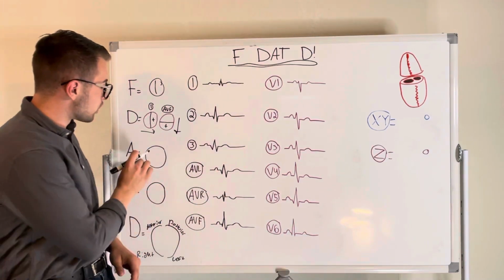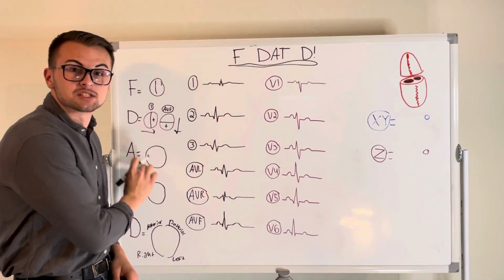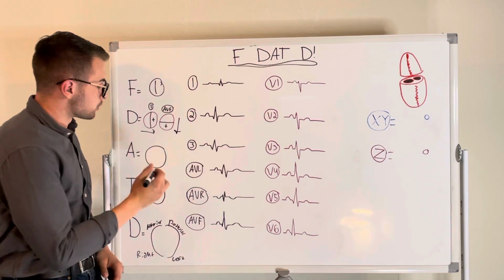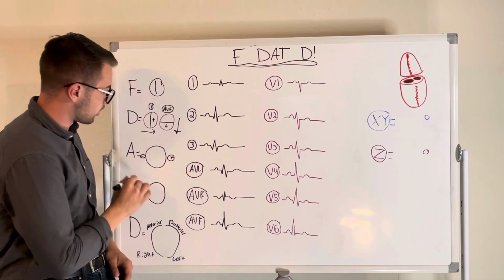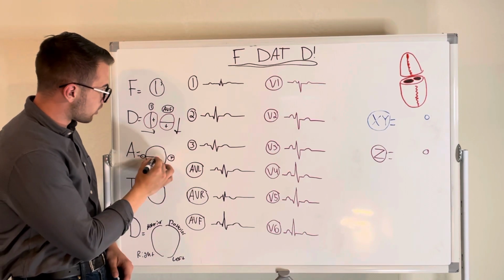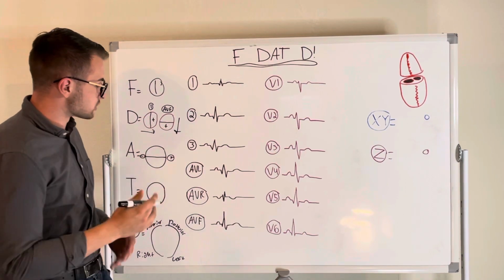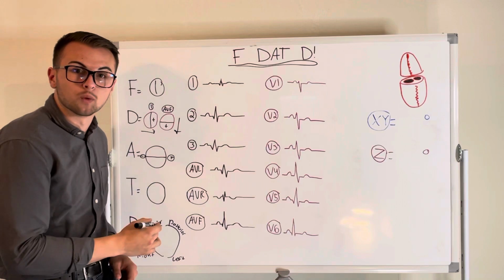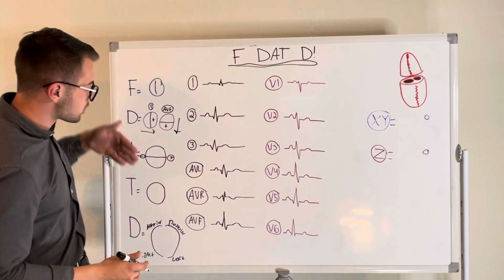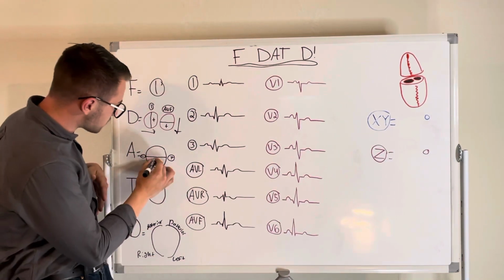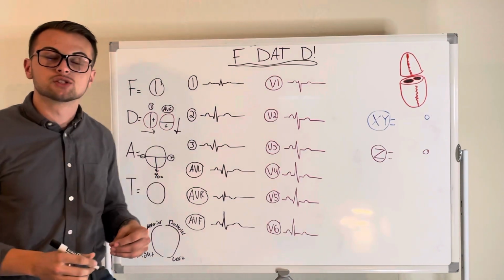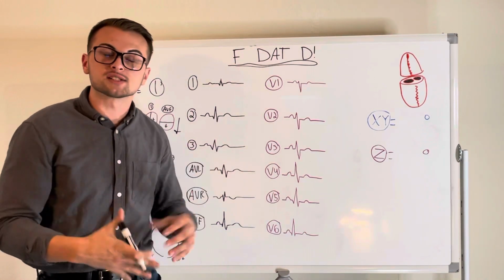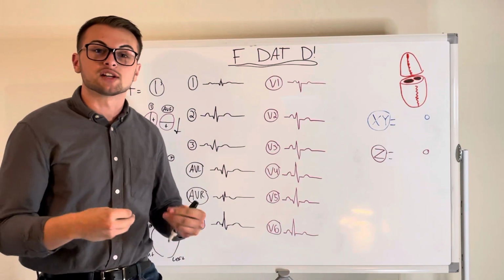Next, we're going to adjust the axis based on the isoelectric lead. We know that the isoelectric lead was 1, so that means we have our positive end over here, our negative end over here, and we know that the axis is going to be perpendicular to our lead 1. We know that it's also in the normal quadrant, so this must be a positive 90 degrees. So we know that we need to adjust based on the QRS in our isoelectric lead.